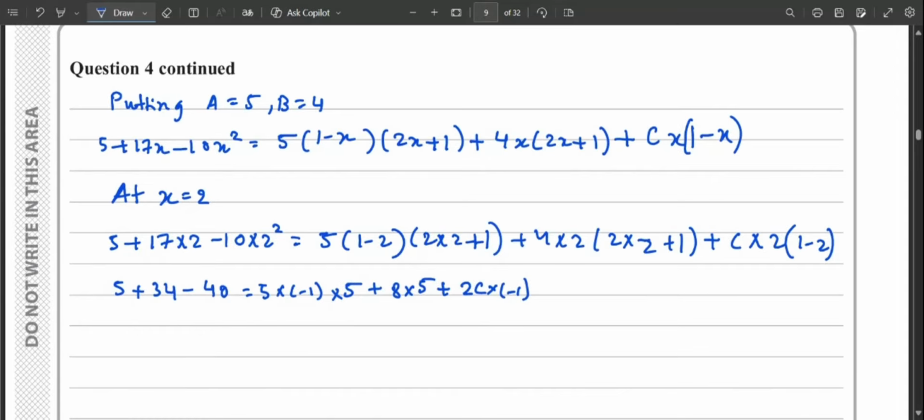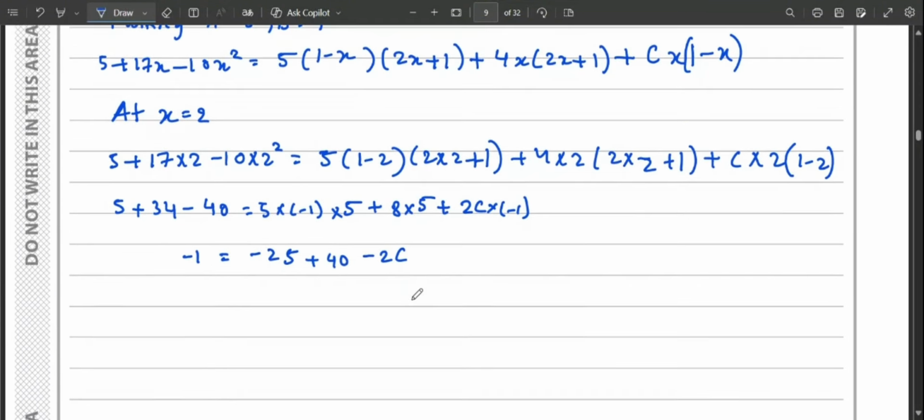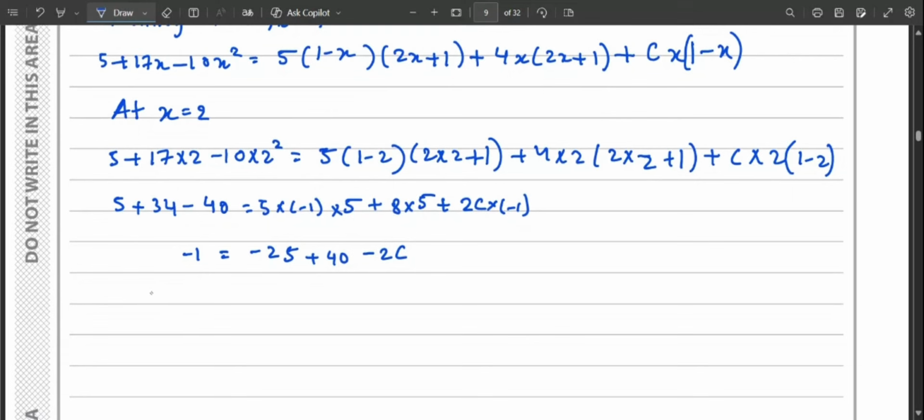So 5 plus 34 minus 40 is minus 1. So minus 25 plus 40, as 8 5s are 40. And we have here minus 2c. From this we can see that c is the only unknown in this equation. So we can make c the subject of the formula and we will find the value of c. So c is equal to 8.